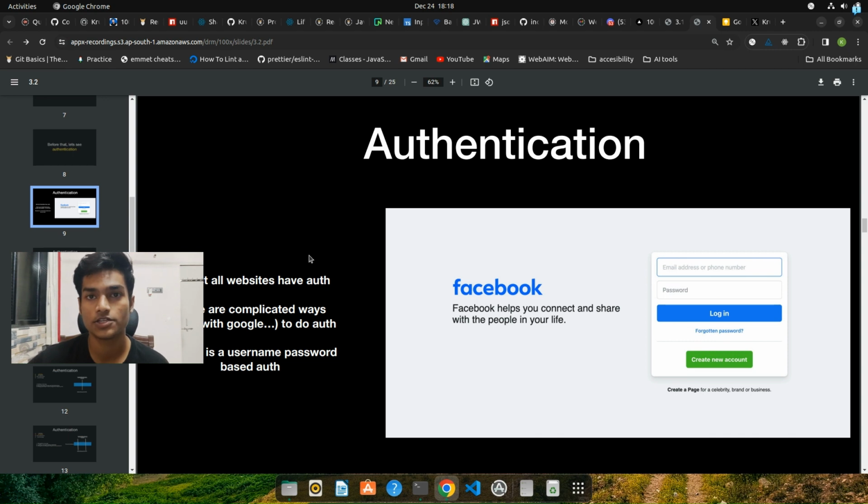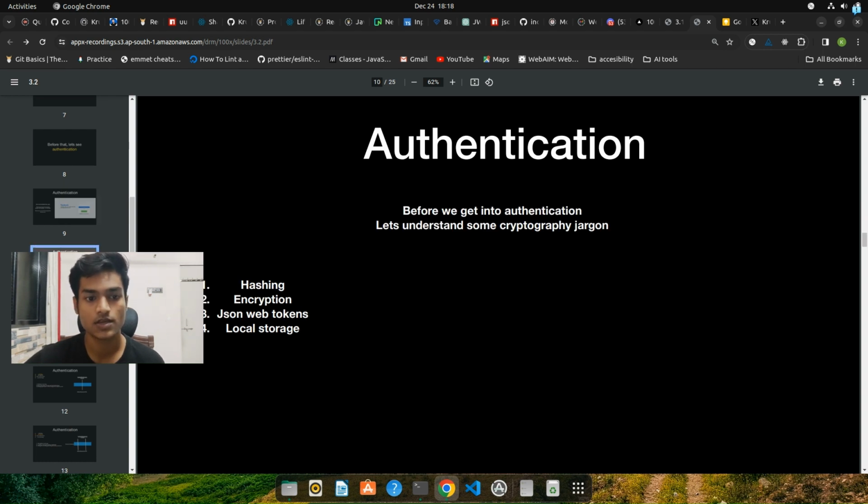Next up, we had authentication. This was the main thing that was being covered in this class. We learned how real world companies authenticate their users. We mainly learned about these four things: hashing, encryption, JSON web tokens, and local storage, and how these are used in the username and password based authentication system.